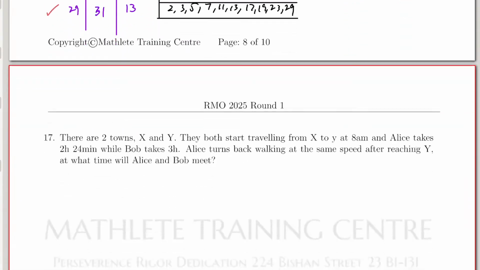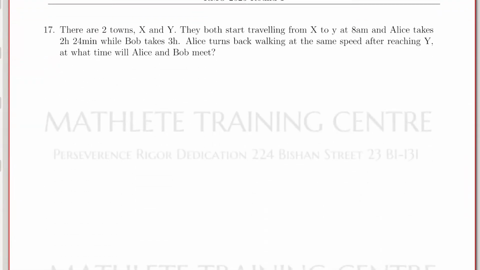Next question, number 17, we have a speed question. We have two towns X and Y. They both start traveling from X to Y at 8 a.m., and Alice takes 2 hours 24 minutes while Bob takes 3 hours. Now, Alice turns back walking at the same speed after reaching Y. At what time would Alice and Bob meet?